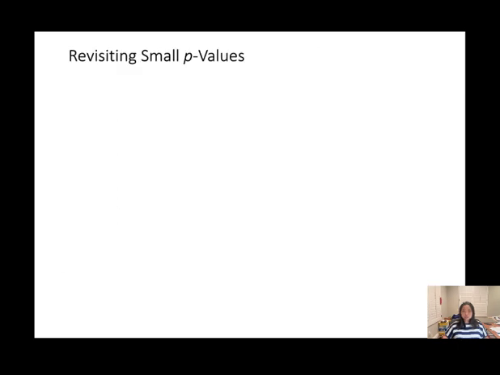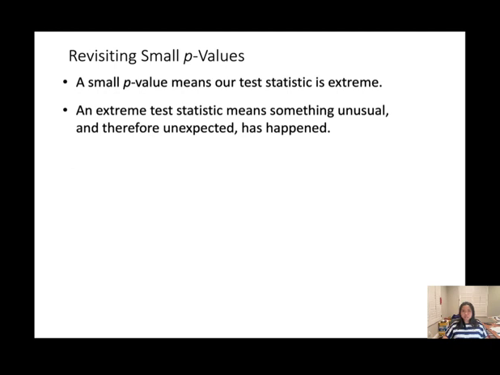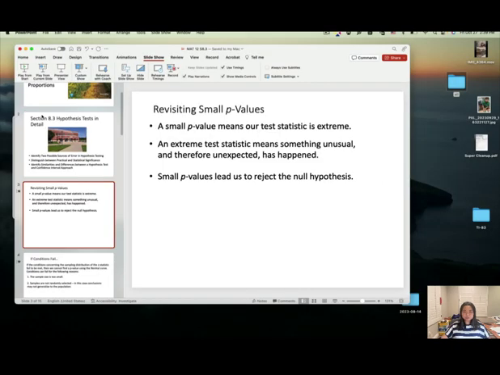We're revisiting small p-values. A small p-value means our test statistic is extreme. An extreme test statistic means something unusual, and therefore unexpected, has happened. Small p-values lead us to reject the null hypothesis. Let me explain these three ideas here.